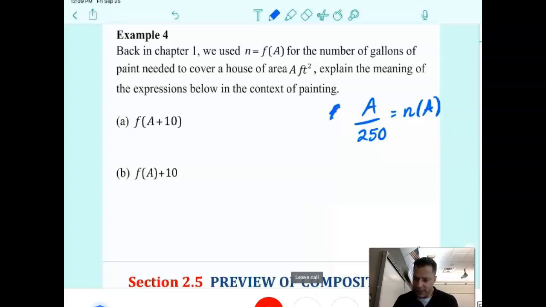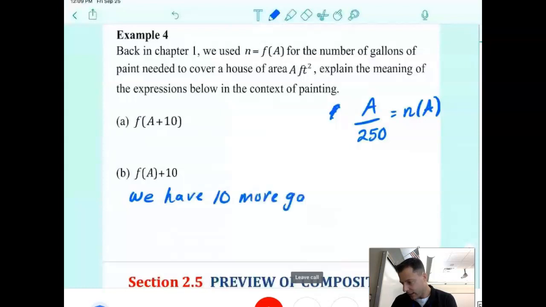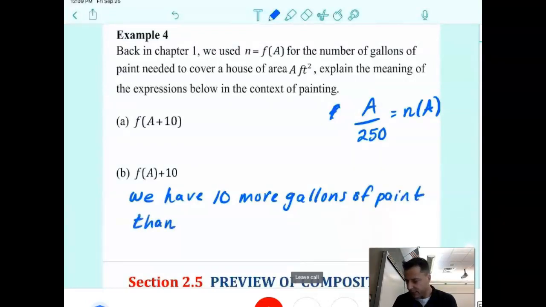So f of A plus 10 is you're changing the outside, you're changing the output, so we're changing this by 10 gallons. So what part B says is that we have 10 more gallons of paint than is needed. All right, we shifted it up. We have an additional 10 gallons. That's what it's saying. Whatever it is, plus 10, you're going to have 10 more gallons always, right? So if it took your house, we just shifted everything up.